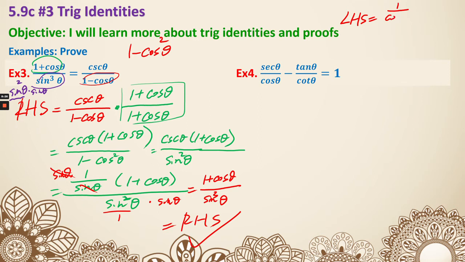Secant is 1 over cosine, and cosine on the bottom. I can write it as a cosine over 1. The tangent is sine over cosine, and cotangent is cosine over sine. Now, here's the more complicated stuff for this one.